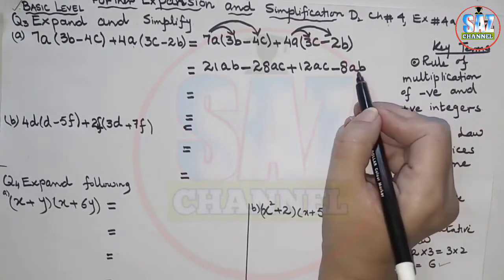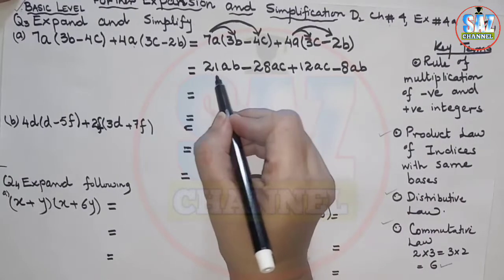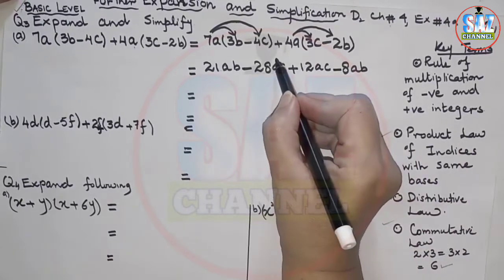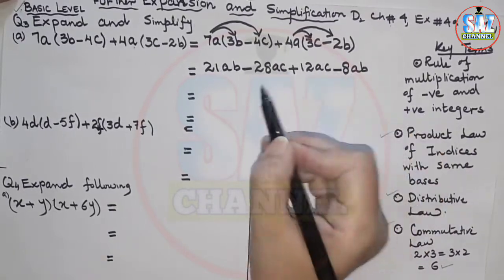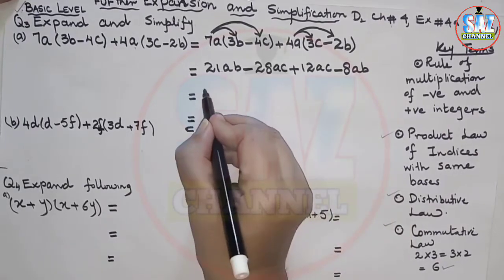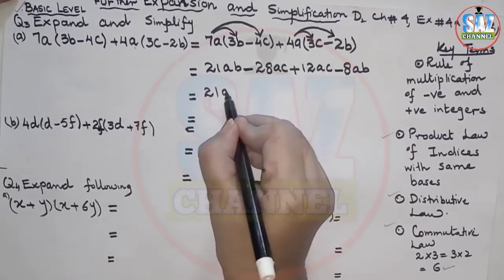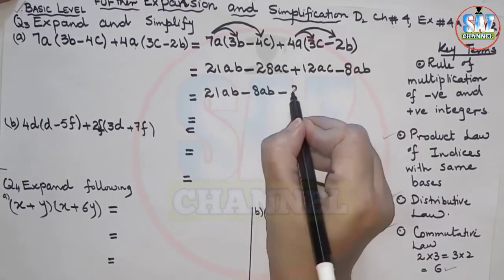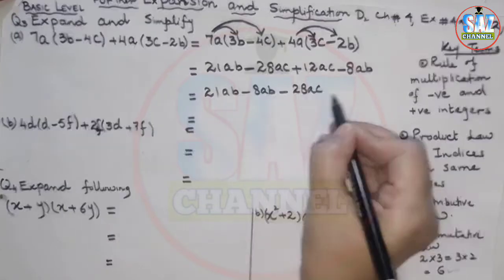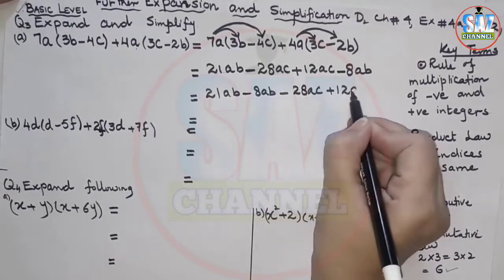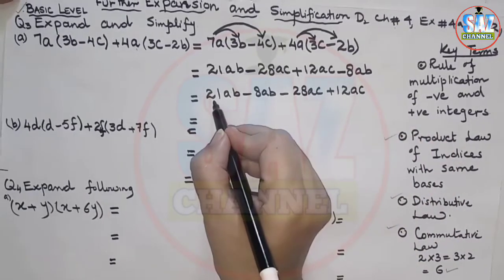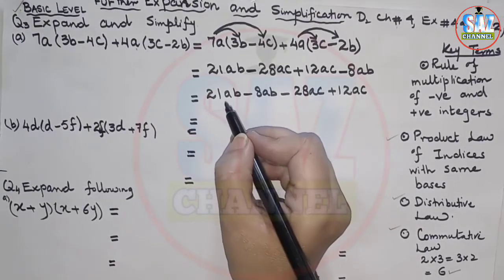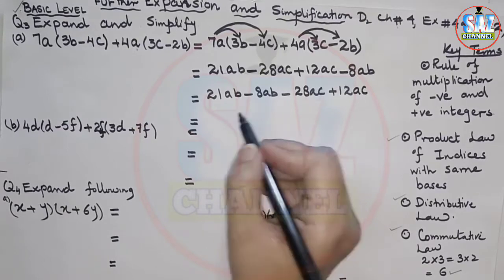Okay, now after this what we have to see, that the question is containing ab term at two places. Similarly, the term involving ac at two places. We have to write like terms together. So it will become 21ab minus 8ab minus 28ac plus 12ac. So here we have to take away 8 from 21. When I will be taking away 8 from 21, 21 minus 8, I'll get 13ab.